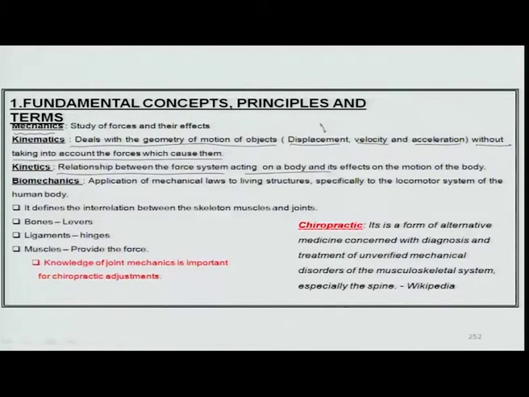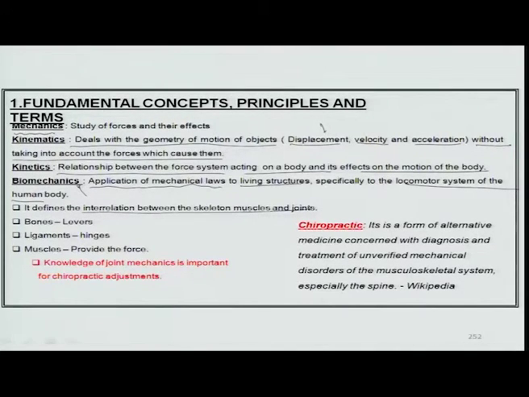the relationship between the force system acting on a body and its effect on the motion of the body, and basically biomechanics, which I have earlier defined as the application of the mechanical laws, particularly to living structures, specifically to the locomotor system of the human body. So it defines, for example, the interrelation between the skeletal muscles and joints.